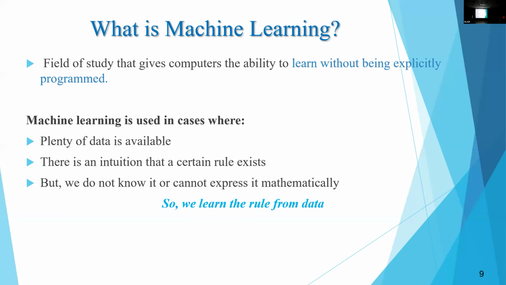Okay. So we should provide the machine with plenty of data, and there is an intuition that a certain rule exists, but we do not know what the rule is. Through machine learning, we are trying to automatically find out the rule from the given set of data. Okay?